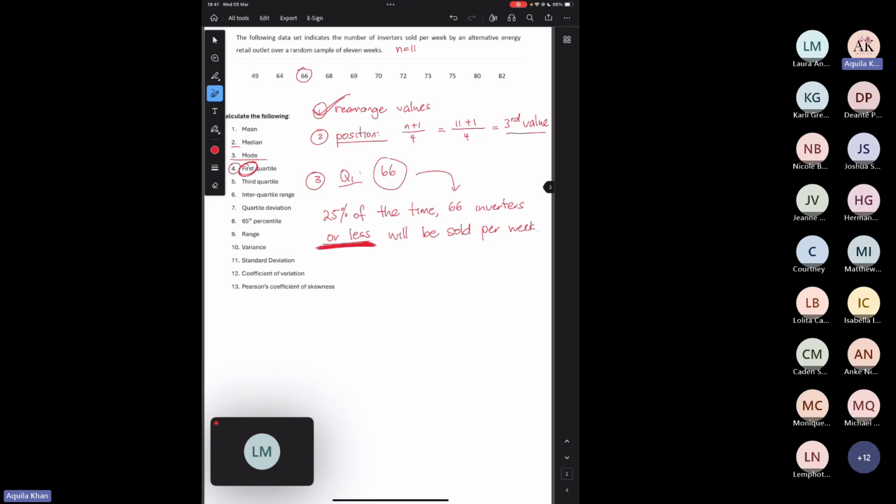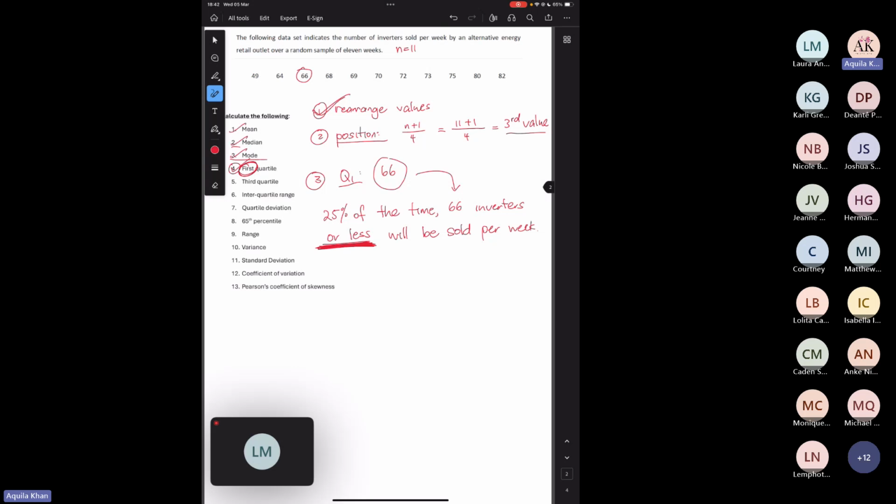This is something that always needs to be included in your interpretation of your median, your quartiles and your percentile. Whatever the value is that was your median, quartile or percentile, you'll always say that value or less will be sold per week, or will be whatever variable they've given to you. So always include the words or less. Again here, 25% of the time, 66 inverters or less will be sold per week. Okay, so that's number 4.